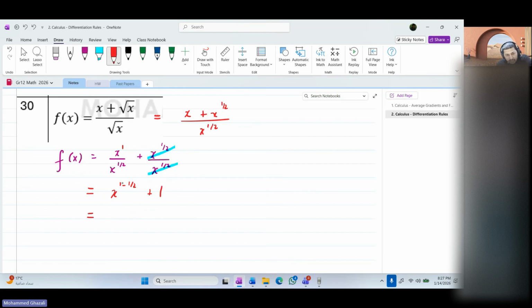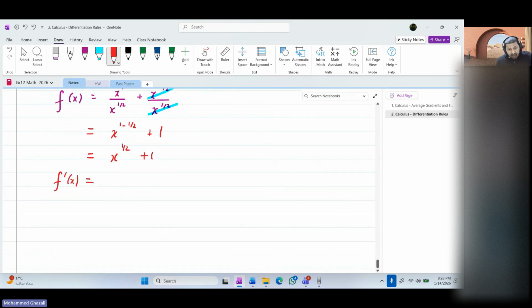But now we got a problem here, because 1 minus half is half. So x to the power half plus 1. You know the derivative of a constant is 0. So now we're going back to the original notation because this is f of x. So f prime x is now equal to half times 1, which is half, x to the power. Take away 1 from the power, which is negative half. And the derivative of the constant is 0. Take this negative power down and make it a positive power. So 1 over 2 x to the power half.